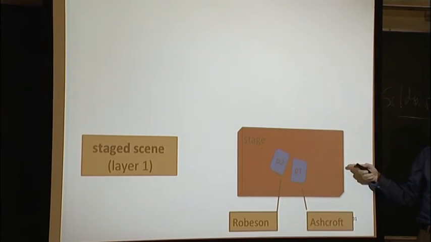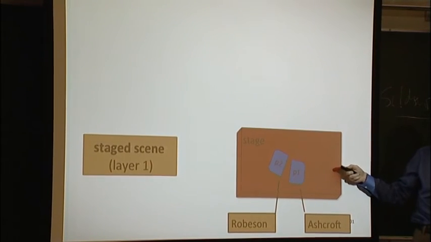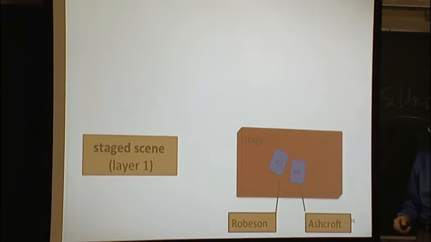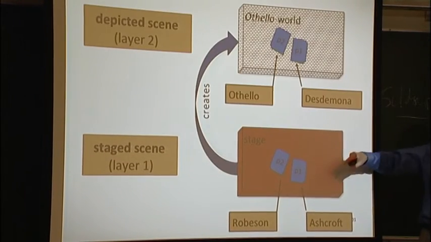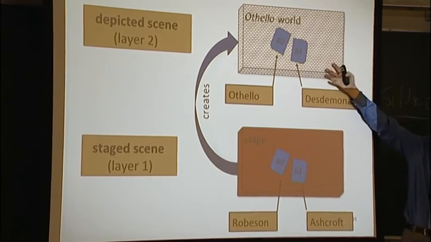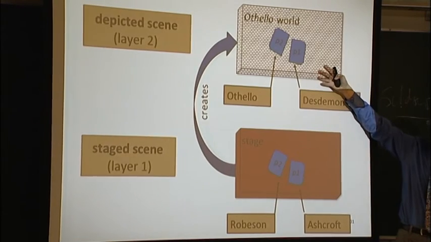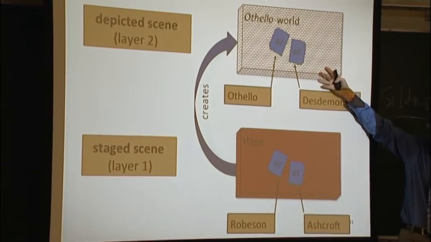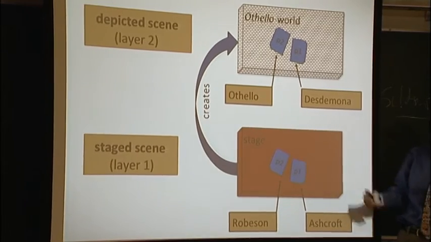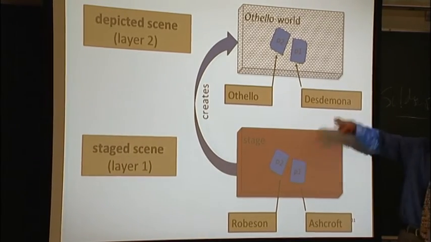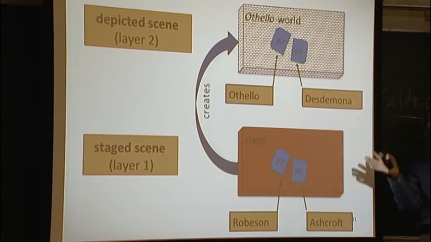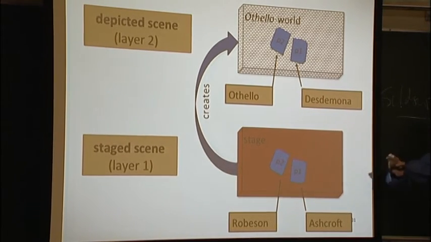The way to think about this is to say, aha, here's the stage scene. This is Robeson and Ashcroft. And what they're trying to do is to get us to imagine this scene up here, which is another place that is precisely analogous to this place. By doing this, they're creating this depicted scene up here. And remember the pas une pipe principle.